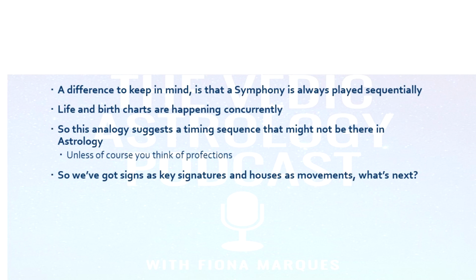However, of course, we do know that we have timing in Vedic astrology. There are several ways of looking at timing, and in those timing methodologies, we do see certain houses are highlighted at certain times in the person's life. So you may agree with me or you may not agree with me that houses and symphony movements go together, but this is the way that I think about it.